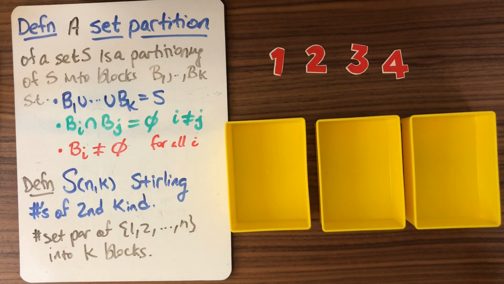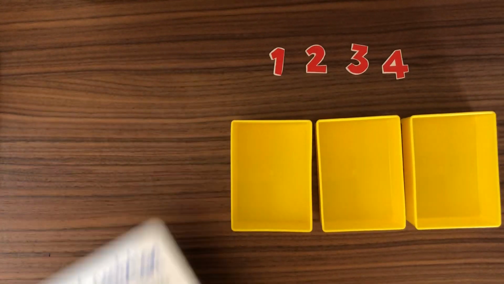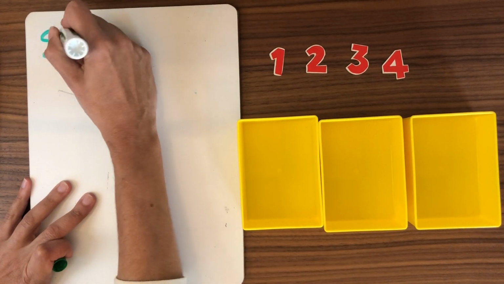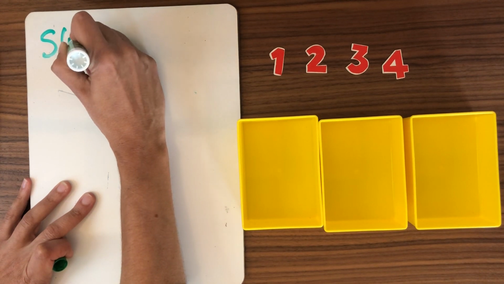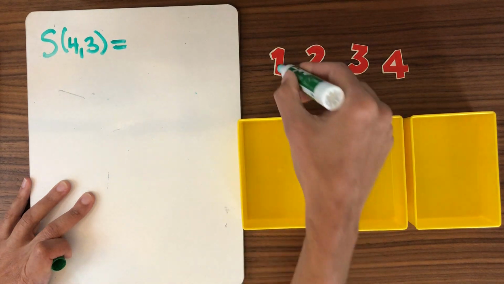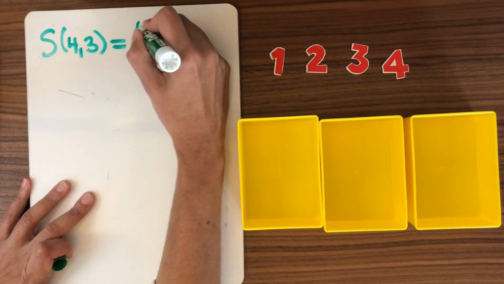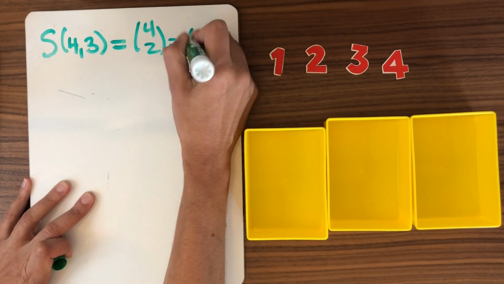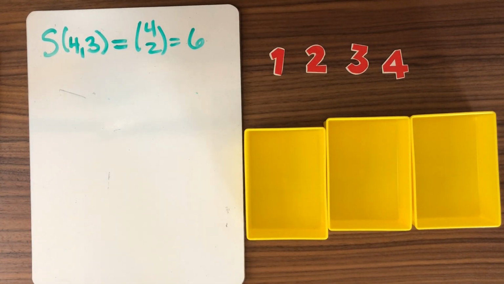So it kind of doesn't matter which box gets 2 balls. It just matters that that's what it's going to be. So maybe let's write that down. That S(4, 3) is equal to, all I do is choose which 2, so it's 4 choose 2, which is 6, our favorite number. So that's kind of interesting, but did it matter that it was 4?